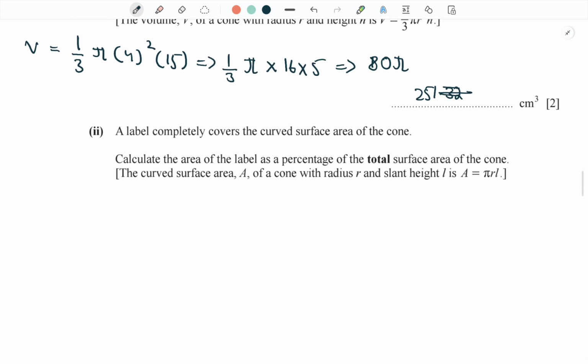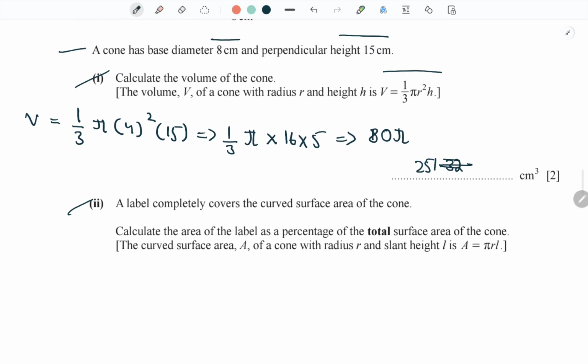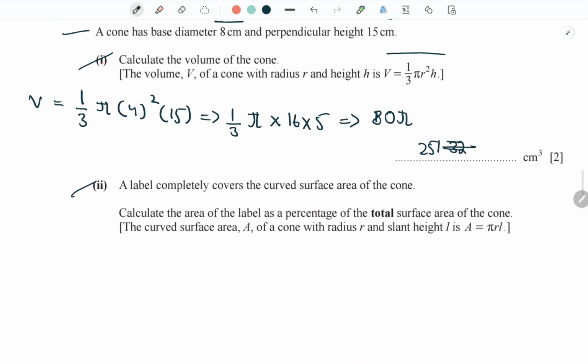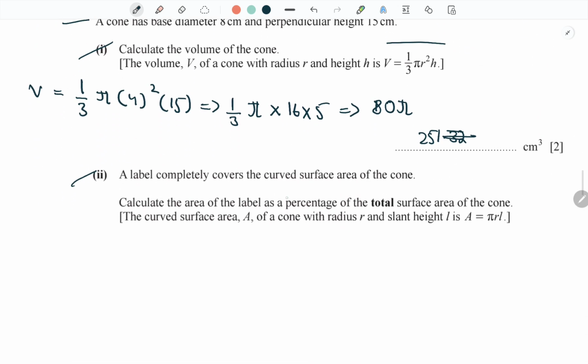Now in the second part, a label completely covers the curved area of the cone. Calculate the area of the label as a percentage of the total surface area of the cone. The formula for the total surface area is given. First of all, we have radius equals 4, so we use the Pythagoras theorem: L equals the square root of r squared plus h squared.